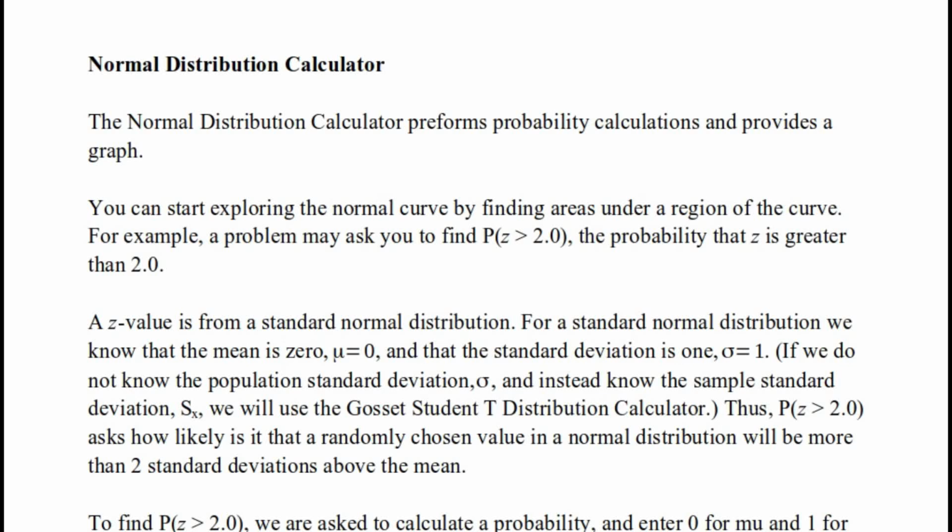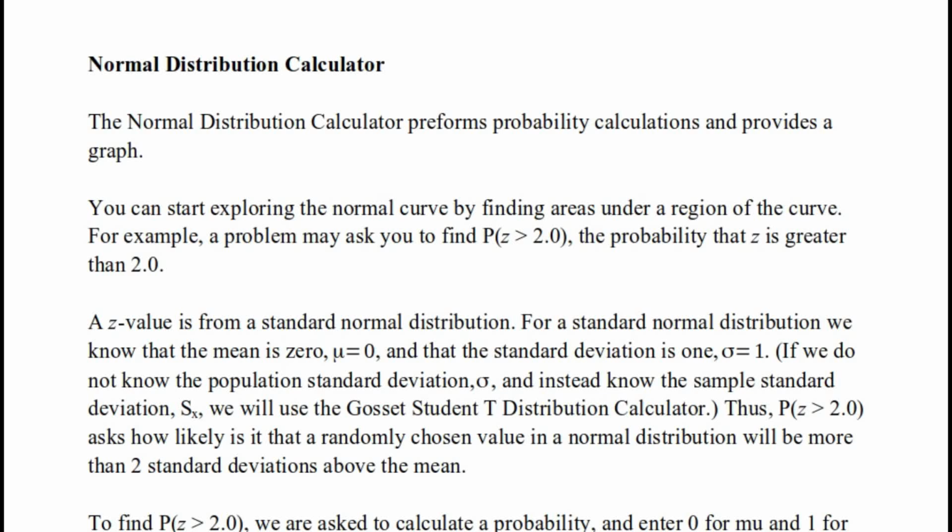For example, a problem may ask you to find the probability that z is greater than 2. Now, a z value is from a standard normal distribution, not just normal but also standard. For a standard normal distribution, we know that the mean is 0, that means mu equals 0, and the standard deviation is 1, sigma is 1. Notice that if we do not know the population standard deviation sigma and instead know the sample standard deviation S sub x, we'll use the Gossett student t distribution calculator instead.